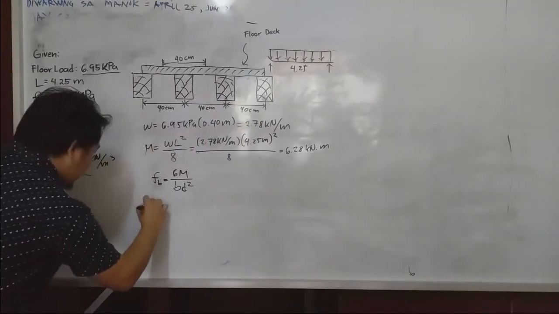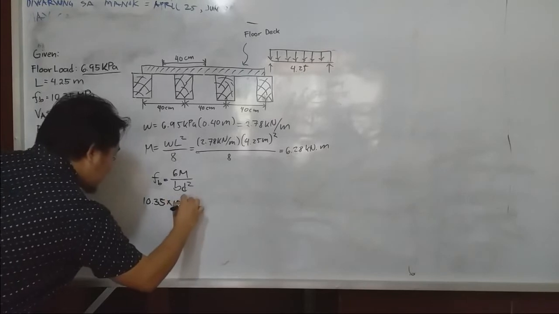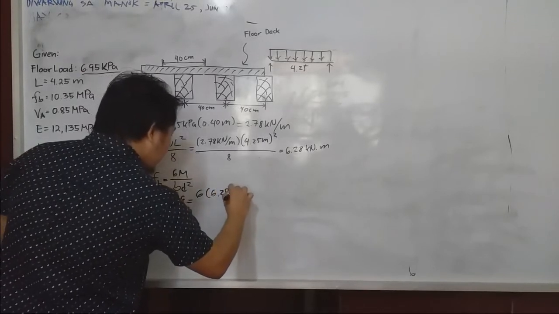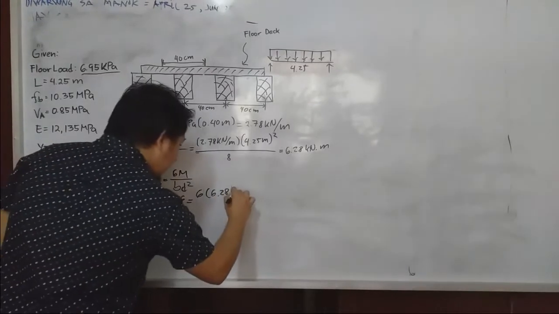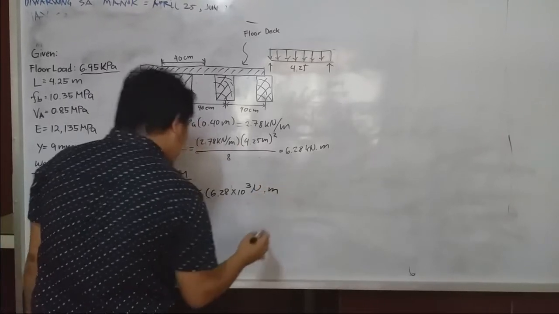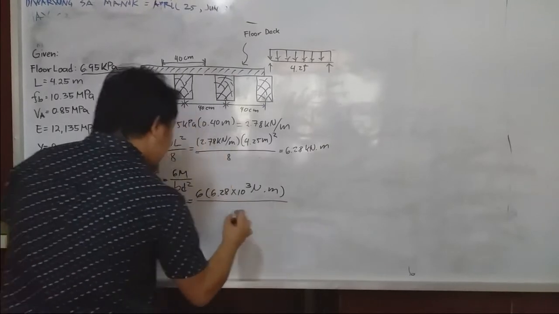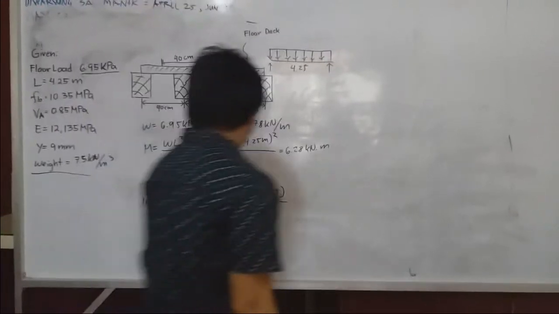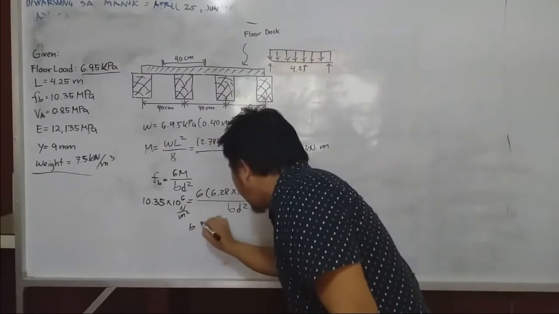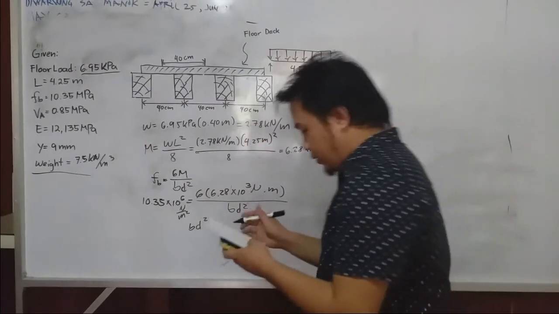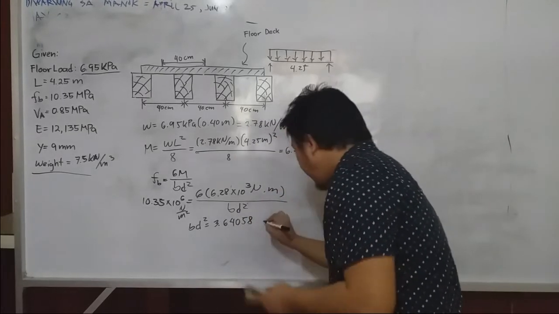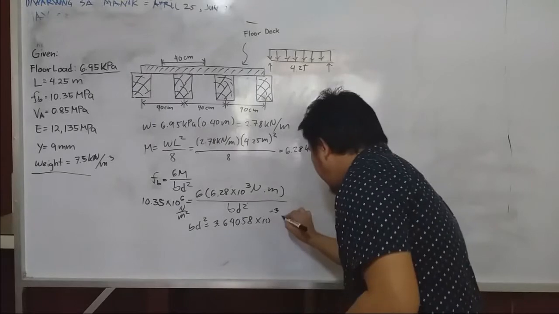So I will show you. 10.35, converted to times 10 to the power 6, equals 6 times 6.28. To easily understand, let's convert to Newton meter. Then you have this BD squared. The 10.35 is now in Newton per meter squared. So we can derive the equation: BD squared is equal to 3.64058 times 10 to the power of minus 3 meter cubed.